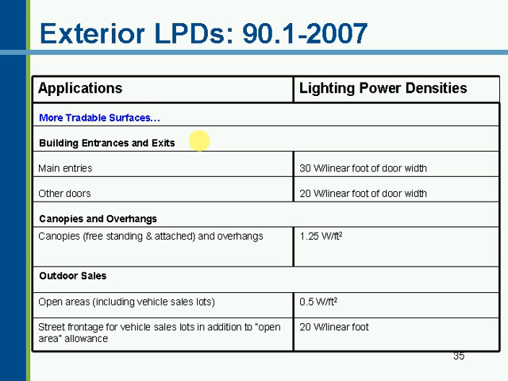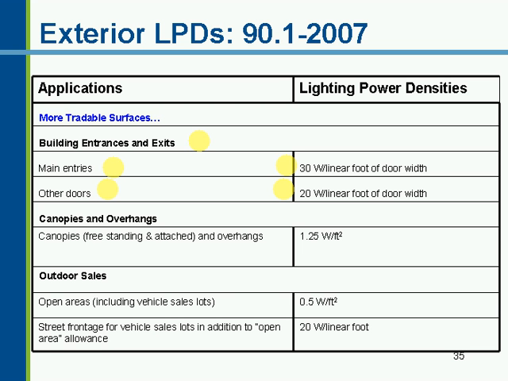Two categories here, main entries, and the main entry would be the primary entrance not for the occupants or the staff, but for the public. So the main entrance gets 30 watts per linear foot of door width. This is actual door width, it's not a square footage. For all other doors, employee entrances, exits, loading areas, etc., those are provided 20 watts per linear foot.